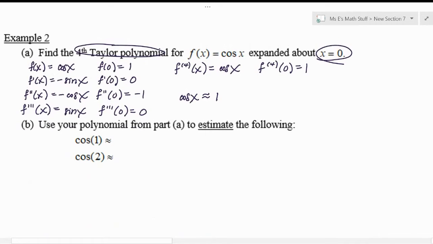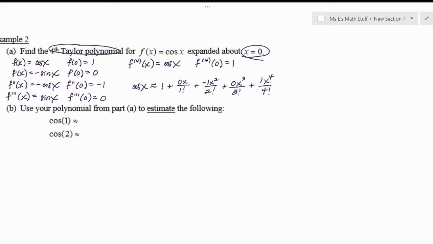So we're going to do f of 0, which is 1, plus f prime of 0, which is 0, times x divided by 1 factorial, plus f double prime of 0, which was -1, times x squared divided by 2 factorial, plus f triple prime of 0, which was 0, times x cubed over 3 factorial, plus the fourth derivative of f evaluated at 0, which was 1, times x to the 4th over 4 factorial. And they just asked us for that, so we would stop there, okay?